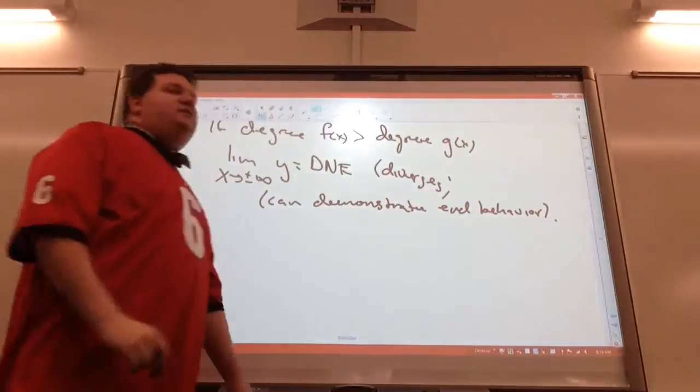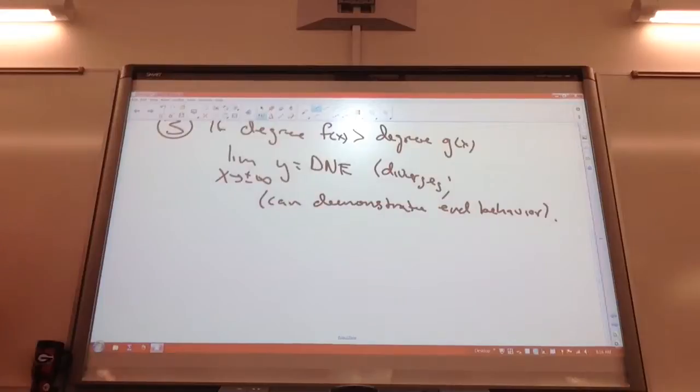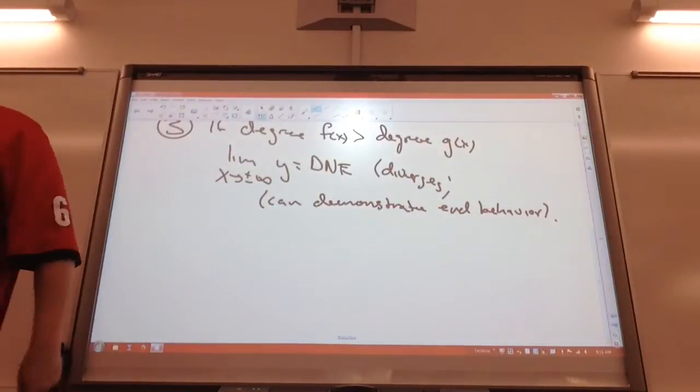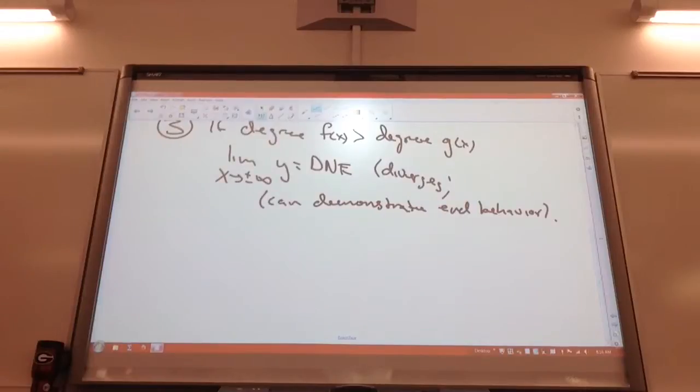Because while the limit does not exist, you can figure out generally what the sign of the thing is, and that will tell you whether you're going upwards or downwards as you go that way or that way. So that's something to keep in mind. Again, we'll look at an example of this.